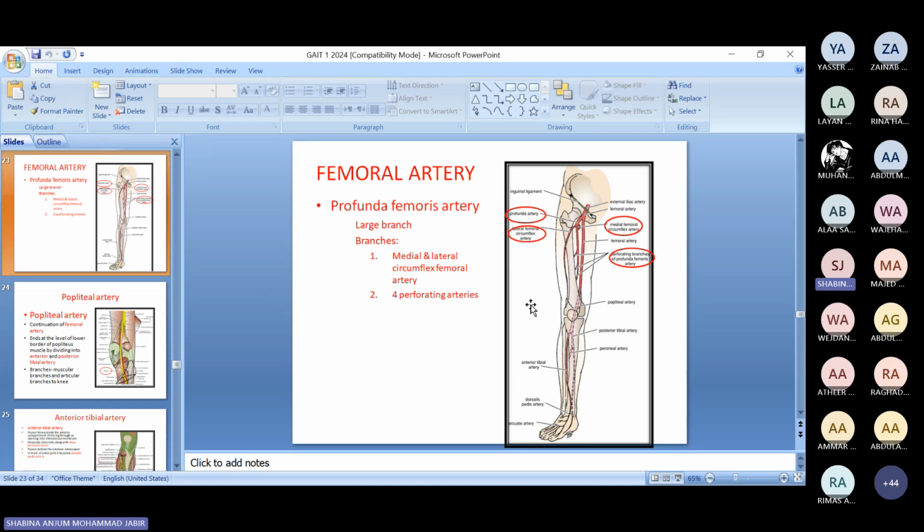I will use this view. So this medial and lateral circumflex femoral artery will surround the neck of the femur from the medial side as well as from the lateral side. And then the profunda femoris again will give four perforating arteries. So what is the meaning of perforation? Perforation means this artery will pierce some muscle.